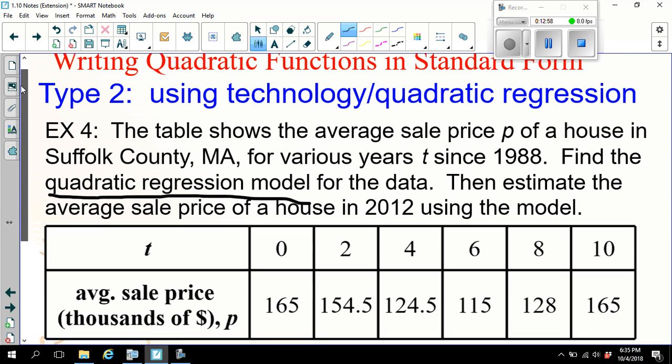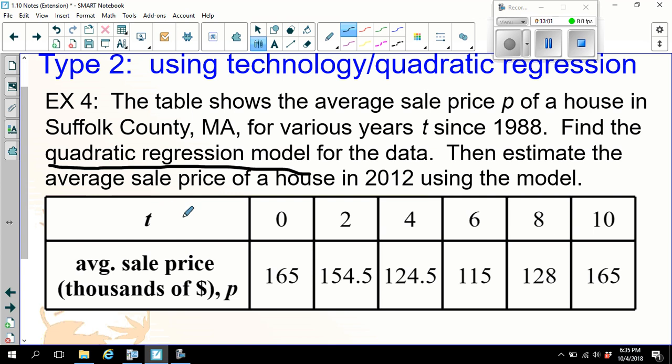So let's look at our data points here. We have T, which is our time since 1988. So we have 0, 2, 4, 6, 8, and 10. And then P, our price, which is in thousands of dollars. Okay. So here, the top row represents our X values, while the bottom row represents our Y values. Okay. So for every X, we got a Y value. So this is how we're going to find our quadratic regression.